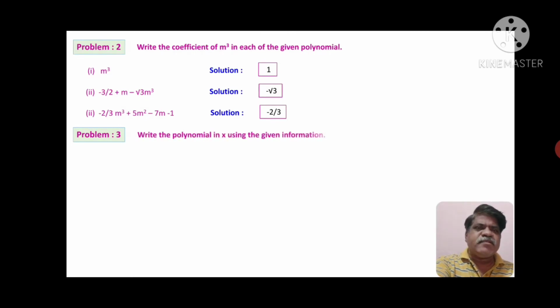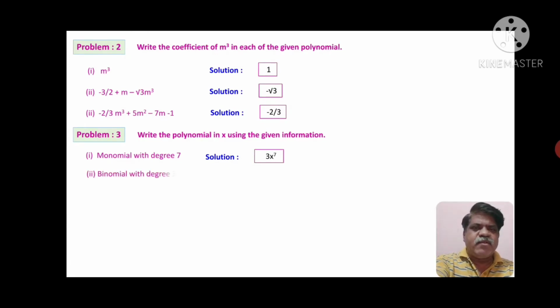Problem number 3: write the polynomials in x using the given information. Here, monomial with a degree 7. So the solution for writing the polynomial in x will be 3x raised to 7, having a degree 7. Binomial with a degree 35. So here we can write the polynomial in x having a degree 35 as x raised to 35 minus 1. Two terms are there, binomial.